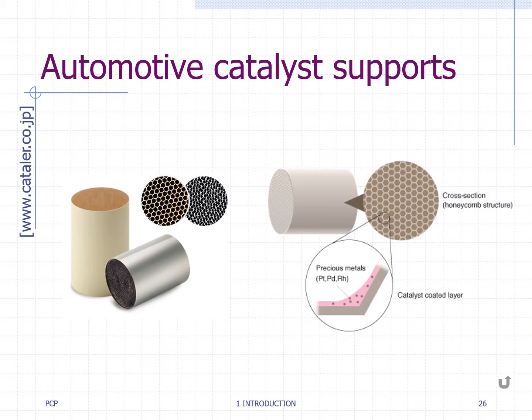To fabricate an automotive catalyst, a slurry containing the catalyst components, precious metals such as platinum, palladium, and rhodium, is applied to the cells in a cordierite honeycomb to form a coated layer. The toxic substances in exhaust gases, such as hydrocarbons, carbon monoxide, and nitrogen oxide, are transformed into harmless nitrogen, water, and carbon dioxide by the action of the catalyst.